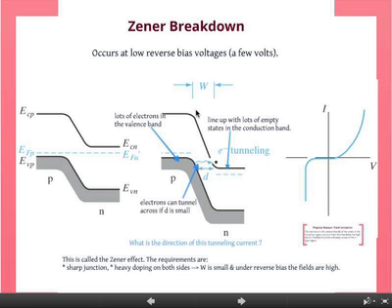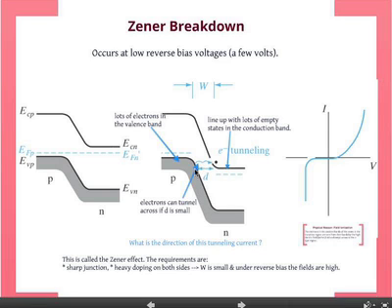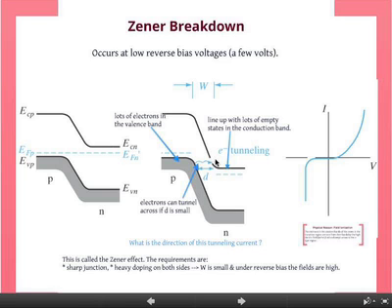Okay? Remember, in the simplified band diagram, the vertical axis is energy. Okay? The horizontal axis is location, position. But let's just look at this close vicinity of the junction.